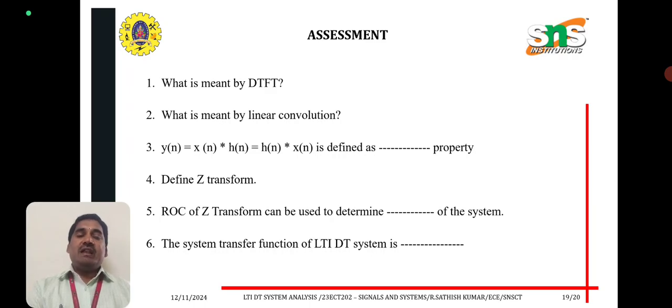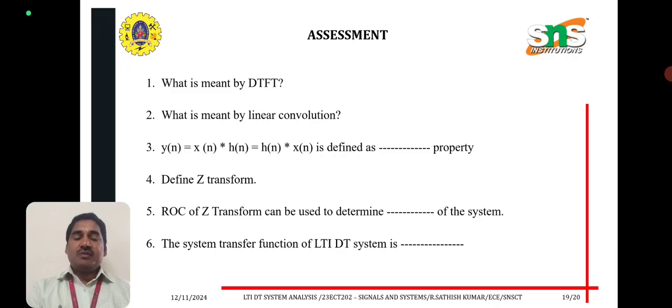What is meant by linear convolution? Linear convolution means X of n and H of n are the input functions which give the output Y of n. Y of n is equal to summation k is equal to minus infinity to plus infinity X of k into H of n minus k. Y of n is equal to X of n convolved with H of n, and is defined as commutative property.